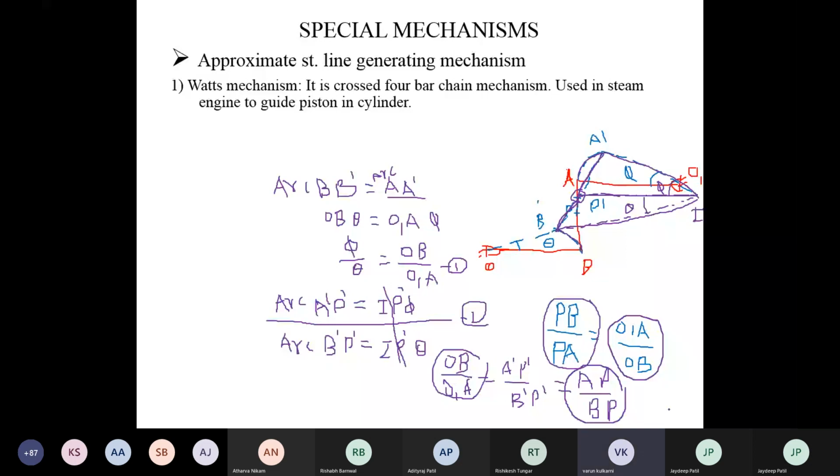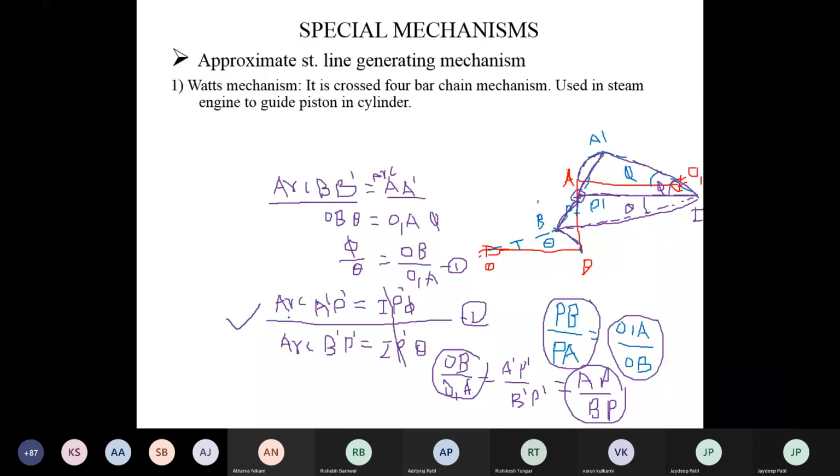ओके सर. हेलो सर, जस्ट एकदा रिपीट करा ना. Which one? Which step? Hello. Here, first of all, you have to find out arc B dash P dash upon arc A dash P dash, this one. Okay, arc A dash P dash यहाँ पे.